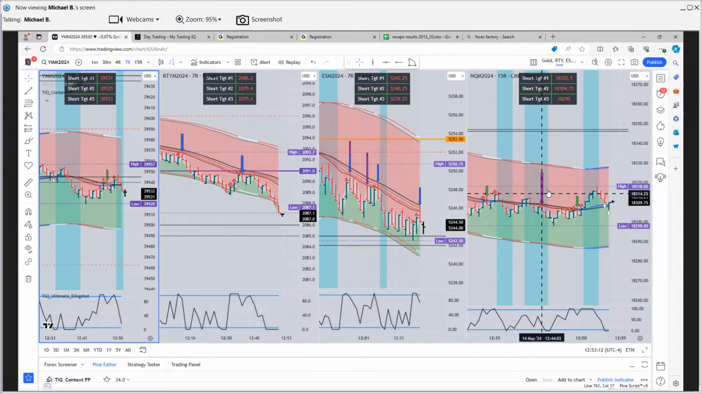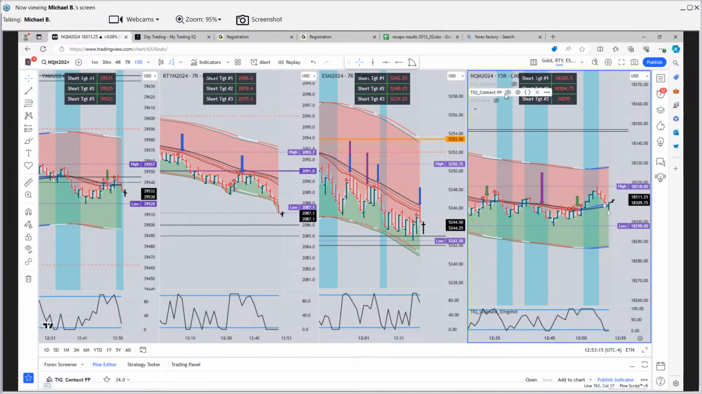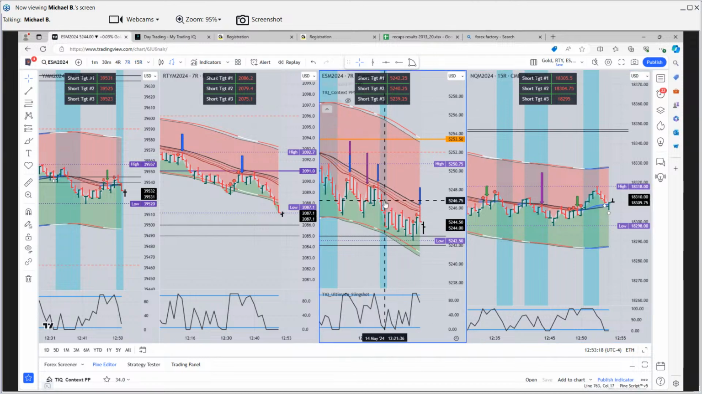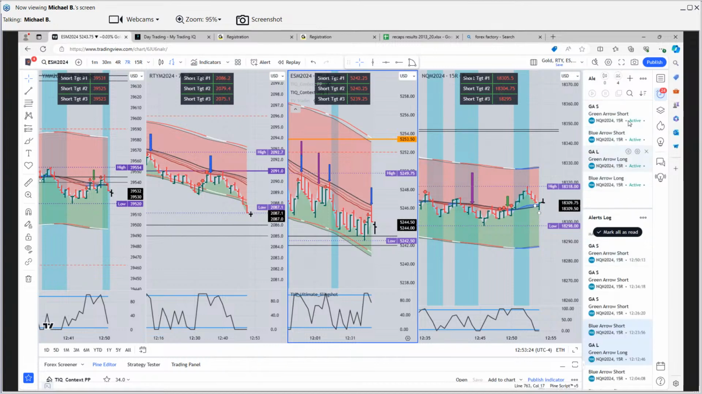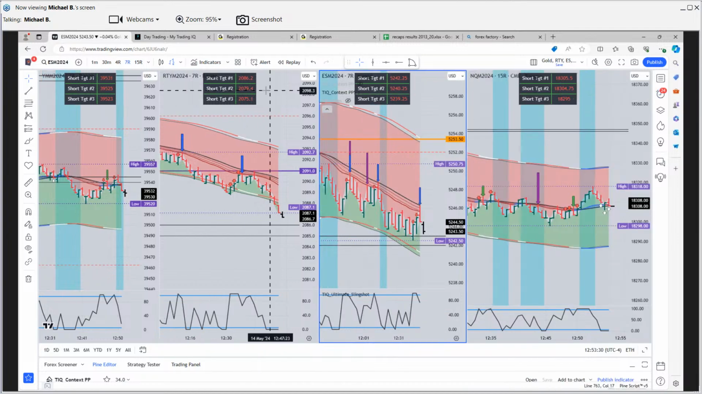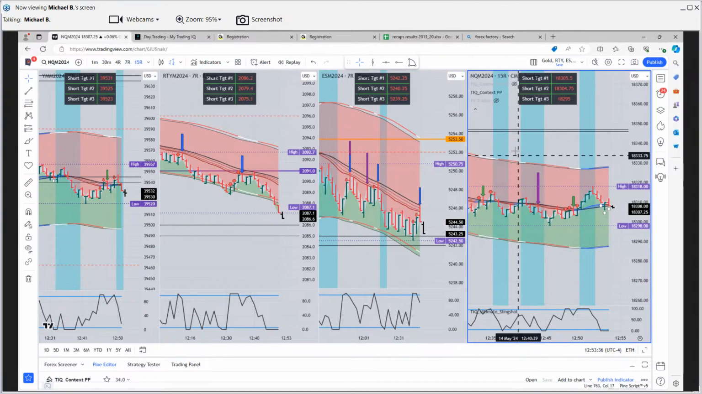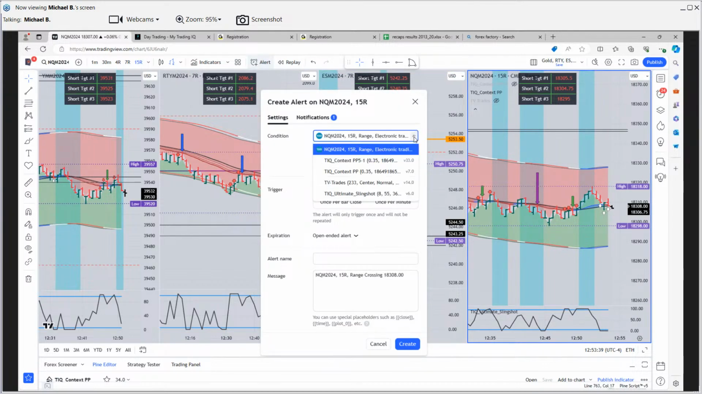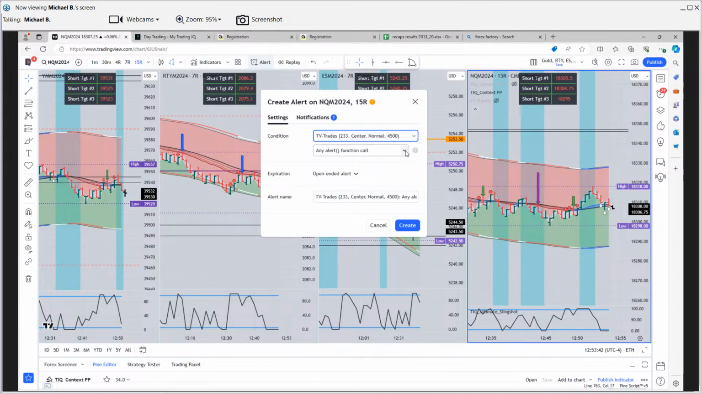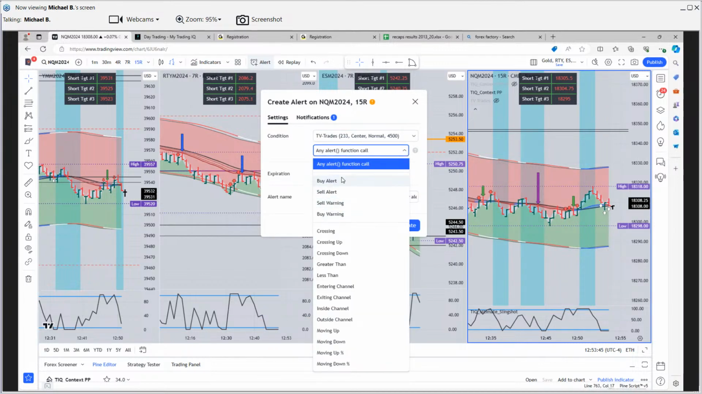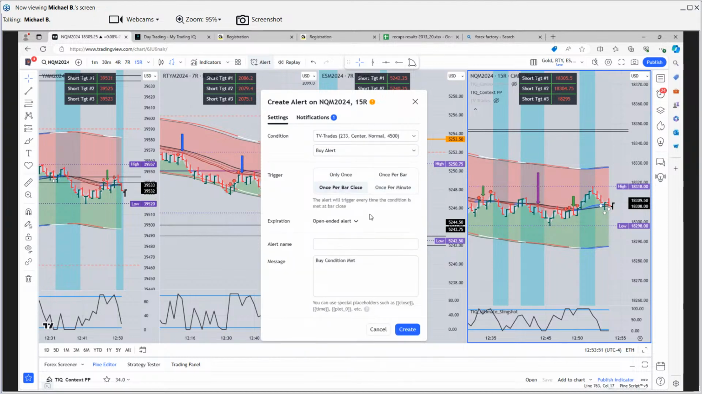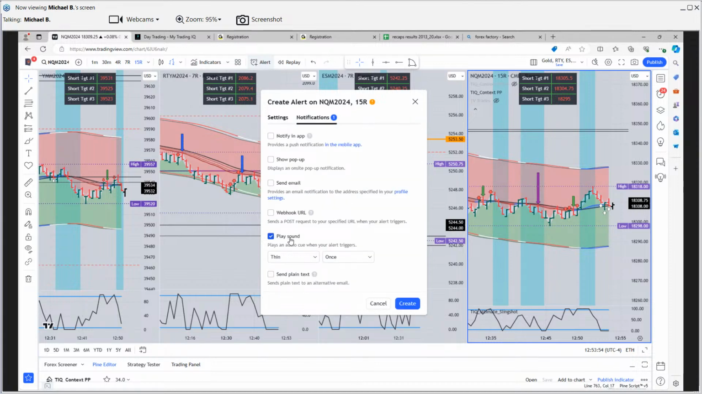For anybody who wasn't in the morning session, the new version of the TIQ Context PP is in. The new version has the purple arrow, and it's also got all the new alerts over here. We will talk about it in a lot more detail, but if you want to add an alert onto a chart, just highlight the chart, go up here, click on alert, choose what you want to add the alert on, the TV trades, then choose what alert you want, buy, sell, whatever. If you want to add a buy alert, you click buy alert, choose once per close, and hit create. Now when you go in here, I have it only set to play a sound right now.